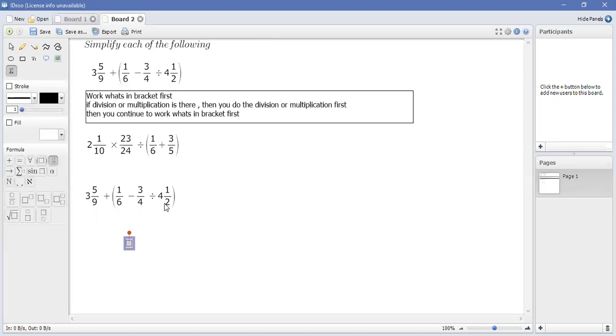All right. So let us now convert that. When you convert them, what do you get? 9 over 2, an improper fraction. Okay, since we're going to work the division first, we're going to have 3/4.